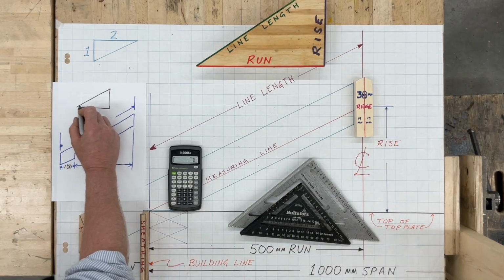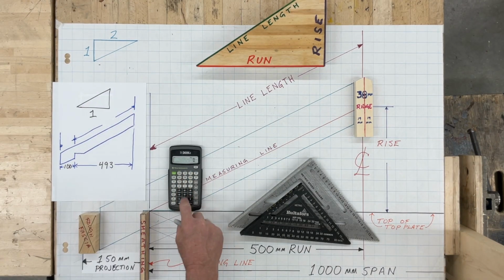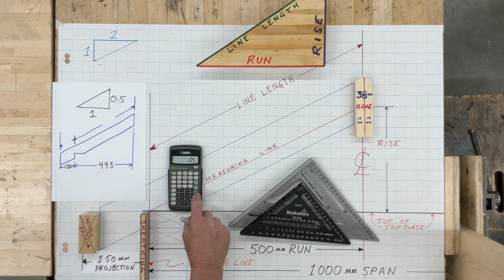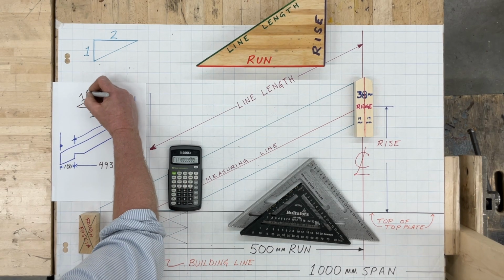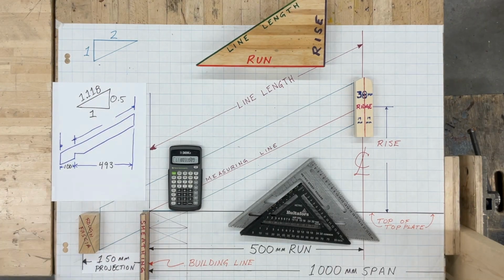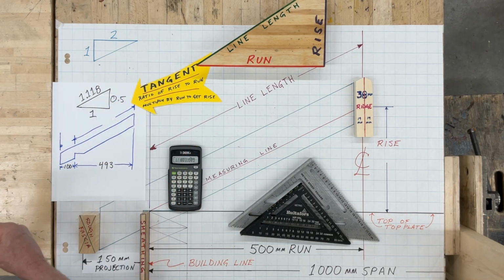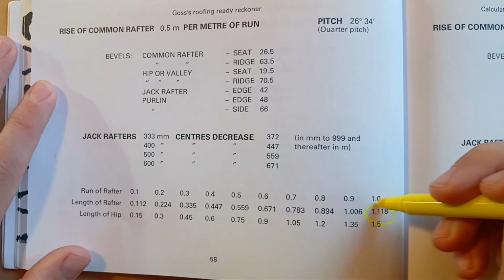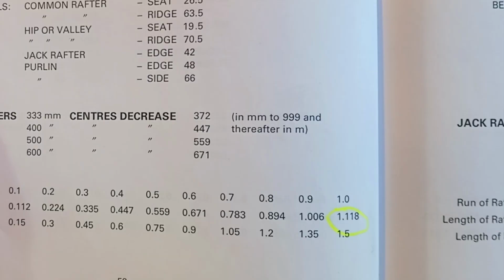Now we'll find the secant for our 1 to 2 roof slope. Divide the rise by the run to get the tangent. Square the tangent, add 1, and then use square root of x to find the secant. Our 1 to 2 slope is the same as 50%, 6 to 12, and quarter pitch. Here's the secant for it in these tables.